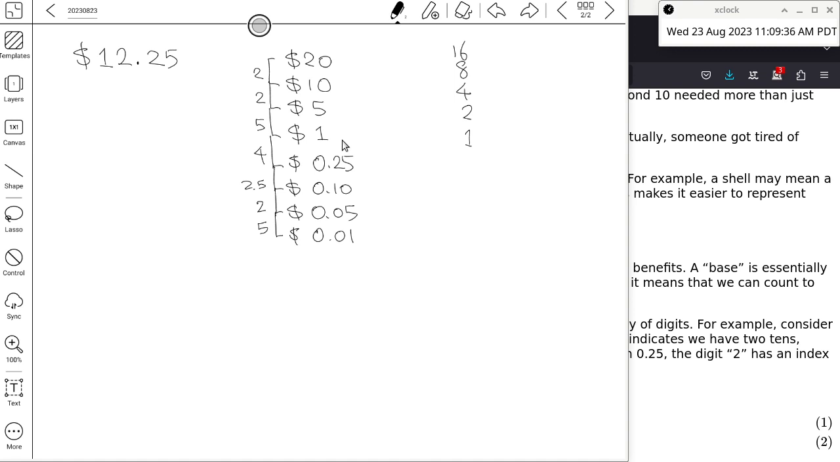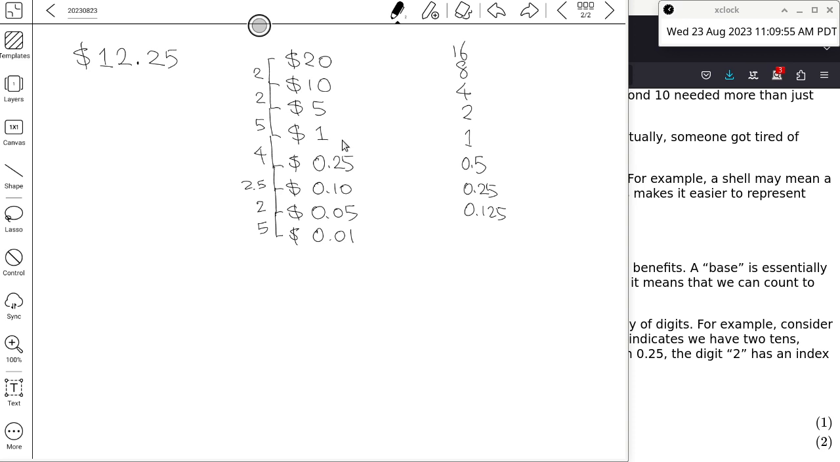So what do you think I'm going to do on my way down to the coins? Half, divided by 2, right? So we're going to end up with half dollar coins, quarter dollar coins, and then an eighth here. This is an eighth of a dollar.